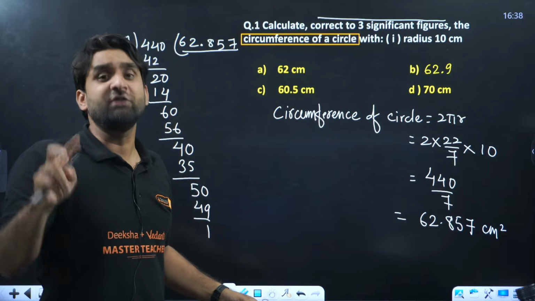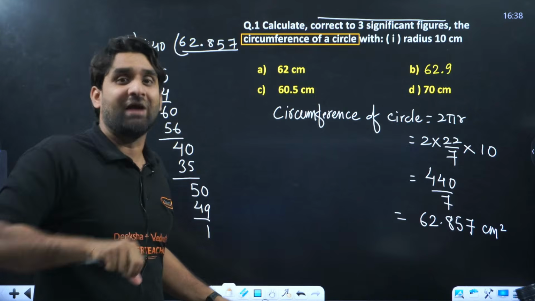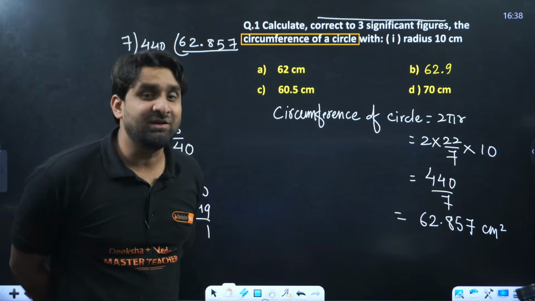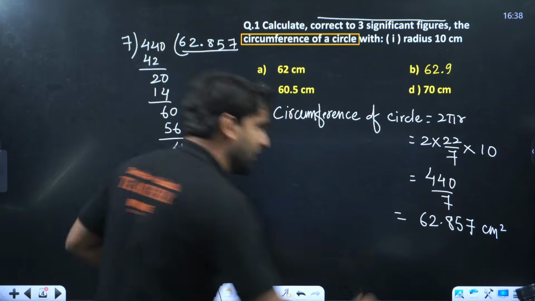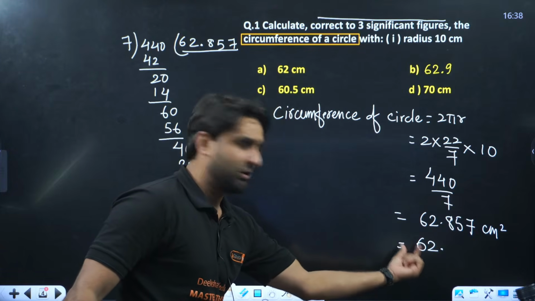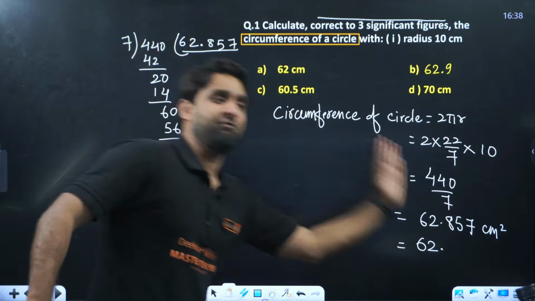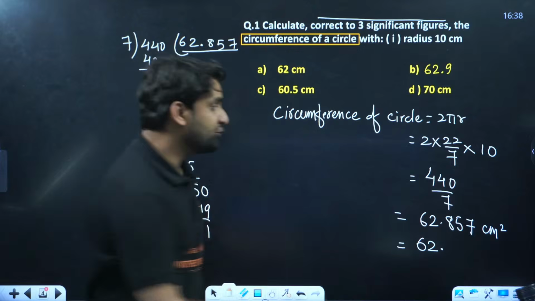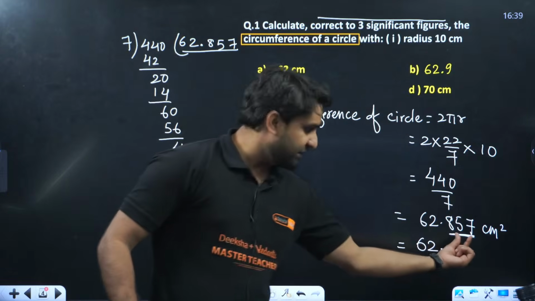Significant means the numeric value which is approved. Here you can see 62.857. How many figures are there? 5 figures. But we need only 3 significant figures, right? In the answer 62, we already have 2 digits before the decimal, so we need only 1 digit after the decimal. How many digits do we require now? Only 1.